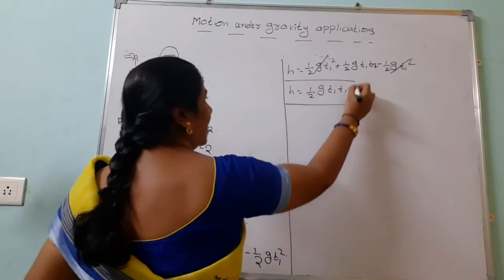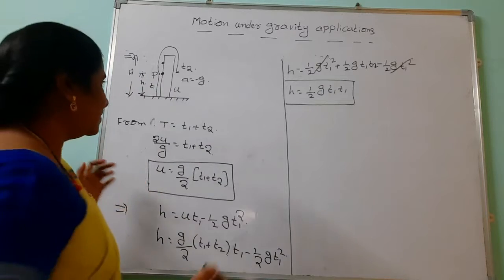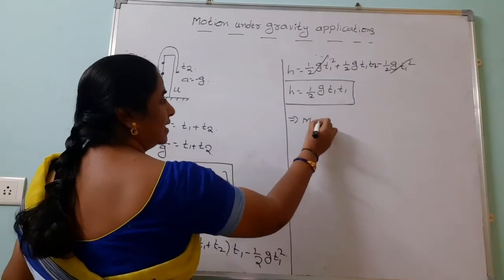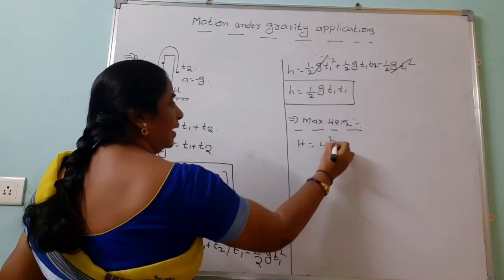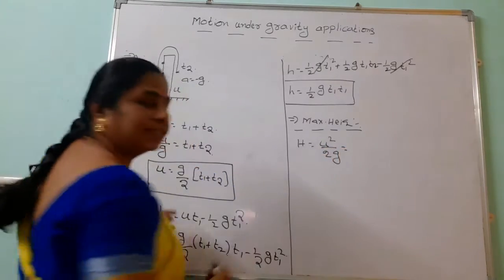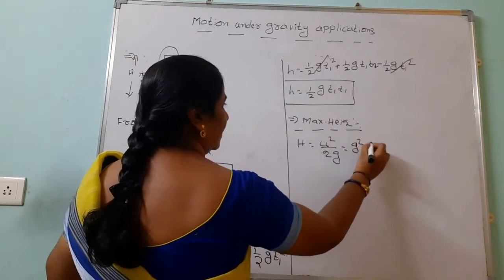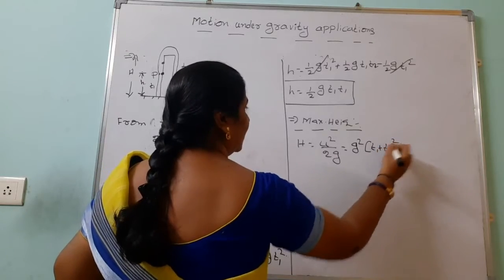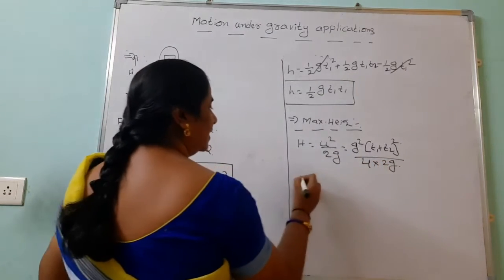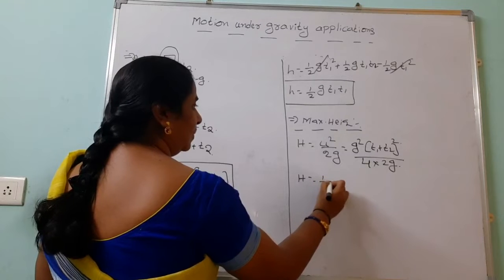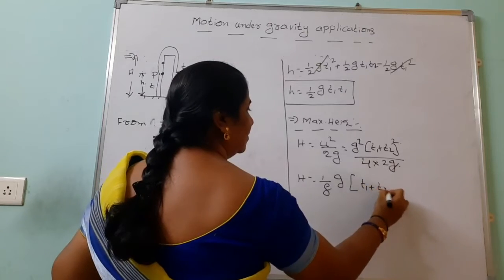So don't think this is the maximum height. This is the height from the ground to this point P. The next thing is the maximum height. How to find it? You know that in the case of a vertically projected body, the maximum height formula is h equals u square by 2g. Instead of u we write u square, so g square into t1 plus t2 whole square, and one more 2 is there, 4 into this 2g. Finally capital H equals 1 by 8 into g into t1 plus t2 whole square.